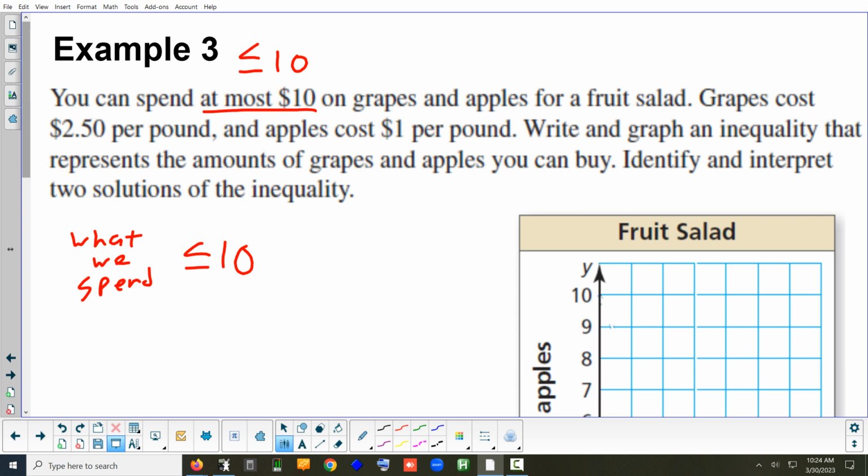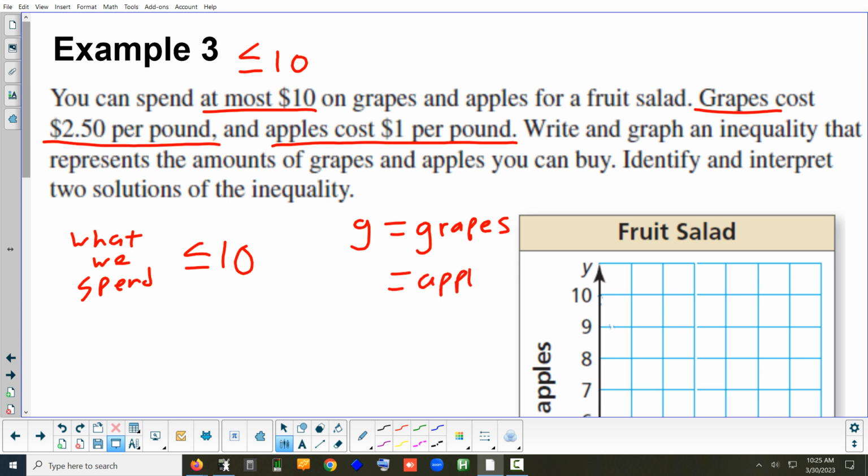What else is important? Yeah? $2.50 per pound. So grapes are $2.50 a pound. And what else is important? One more thing. Yep. Apples are $1 per pound. Okay, so we're going to need some letters. What would be a good letter to use for grapes? Yeah, sure. G, it's a good letter. Doesn't look like a number. G is grapes. And what would be a good letter for apples? Yeah, A.